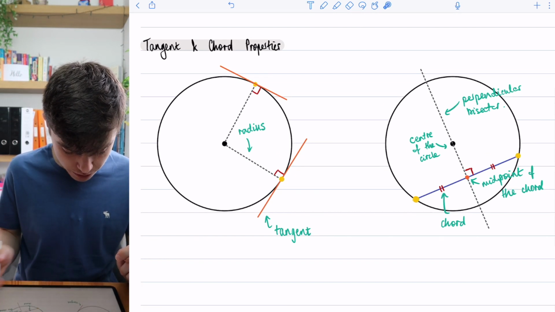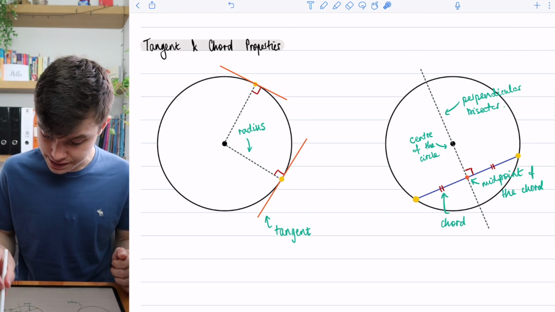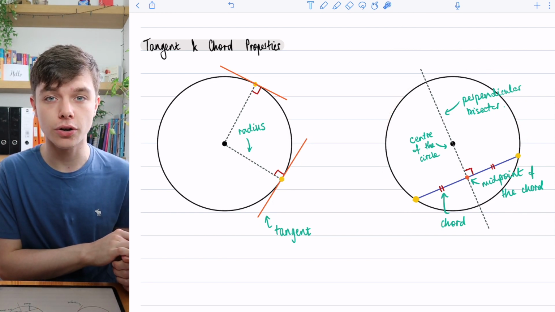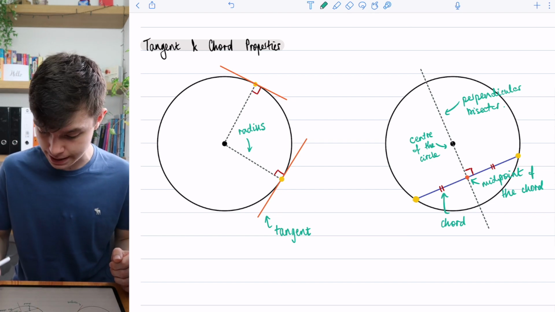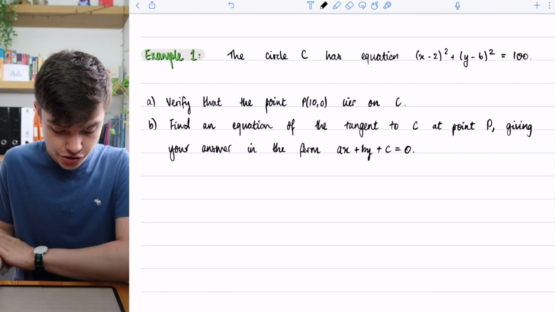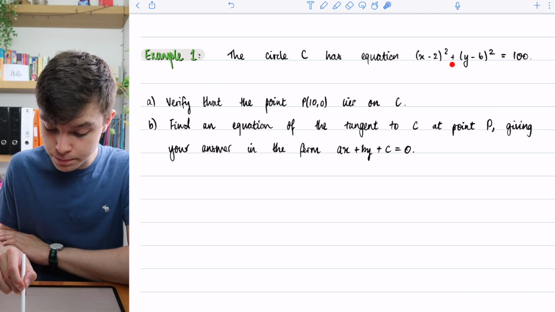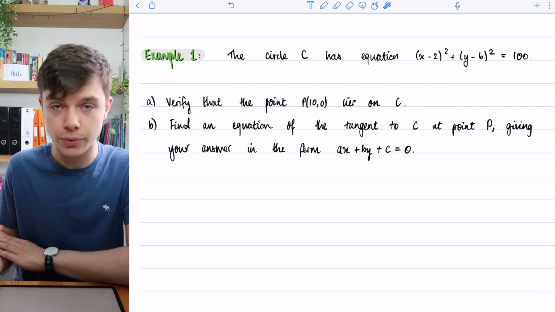We know the properties of the tangent: radius and tangent meet at 90 degrees. And then we've got some properties about the chord. So let's have a look at 2 examples. The first example is about a circle. We have a circle C, and it's got this equation: x minus 2 squared plus y minus 6 squared is equal to 100.